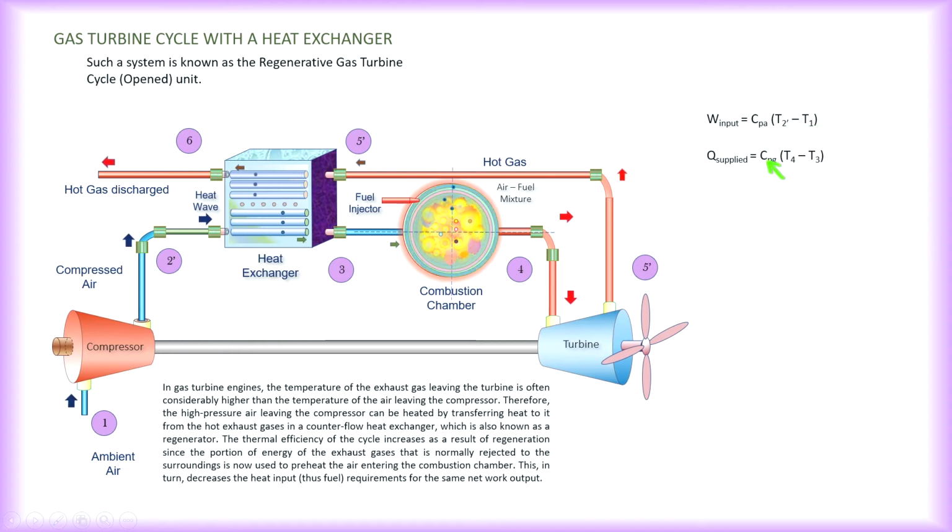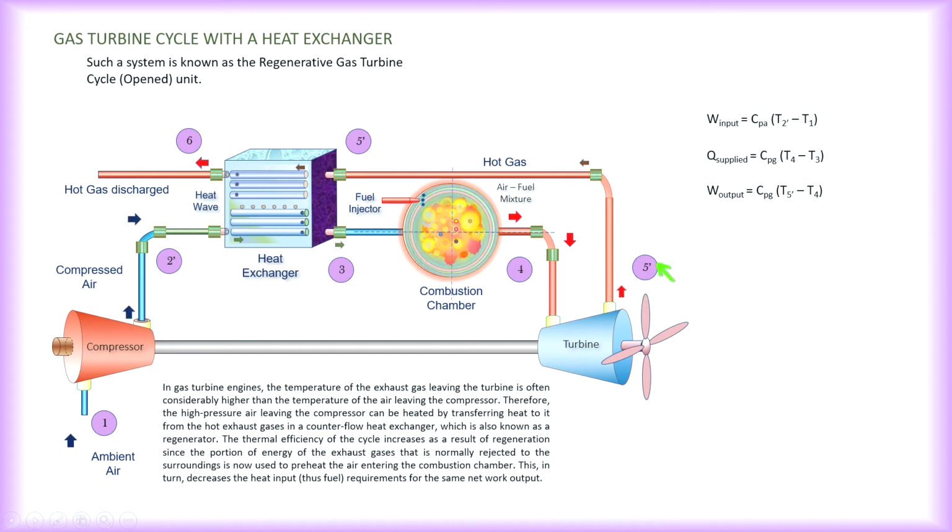Then the heat supply will be based on state 3, before going into the combustion chamber, and state 4 after the combustion chamber. So you have T4 minus T3. But remember, you have to consider CPG for gas. Then the work output is also on the gas side. So that is why you have CPG.